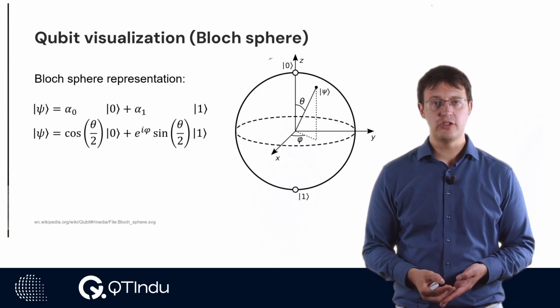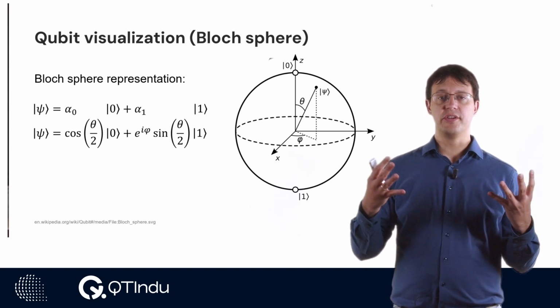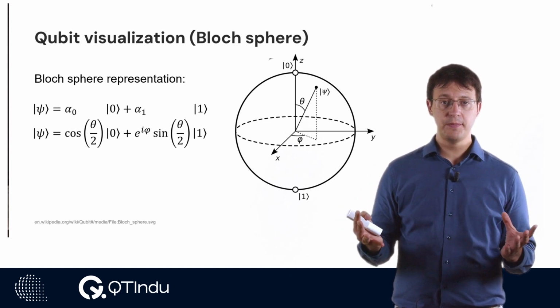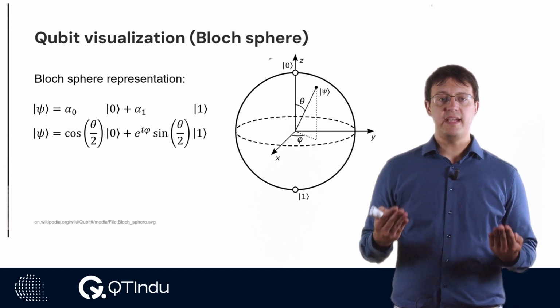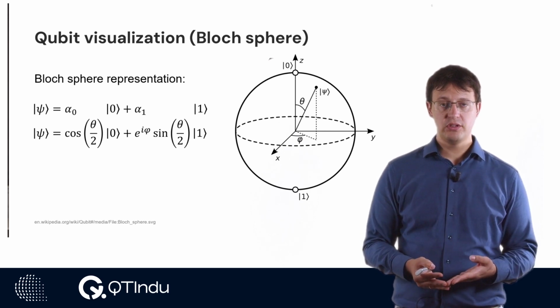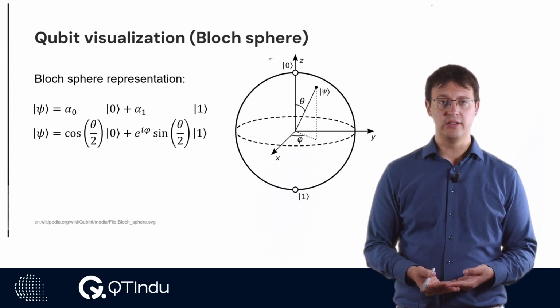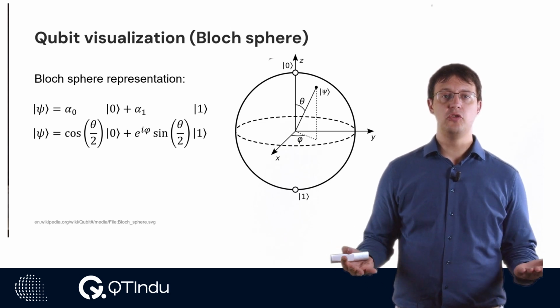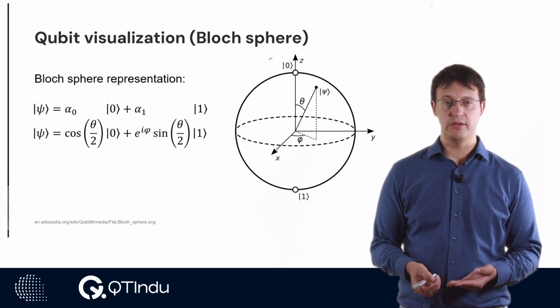And then we can visualize these 2 parameters on the surface of a sphere with norm 1, where theta describes the azimuthal angle and phi describes the polar angle. And all valid single qubit states live on the surface of this Bloch sphere.